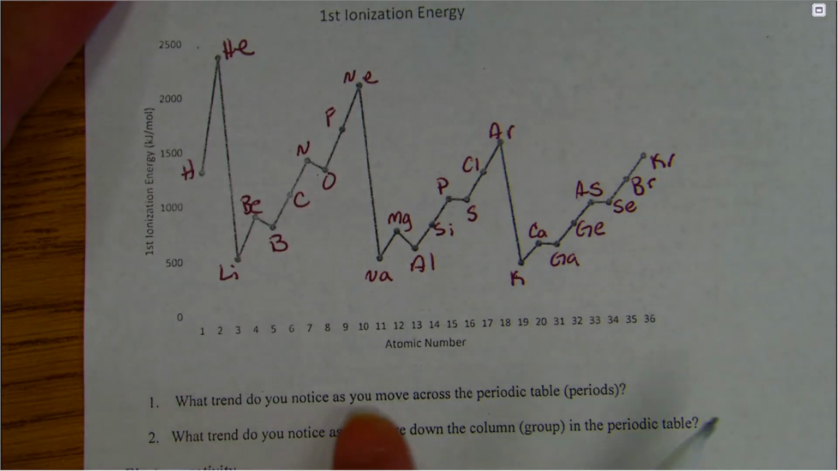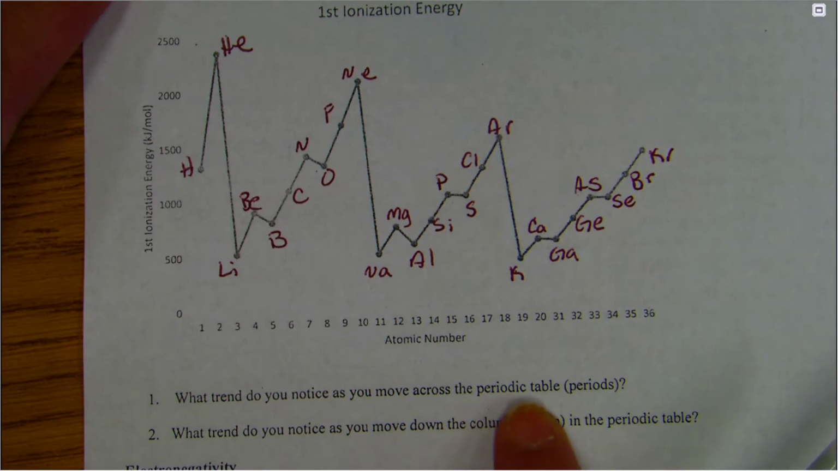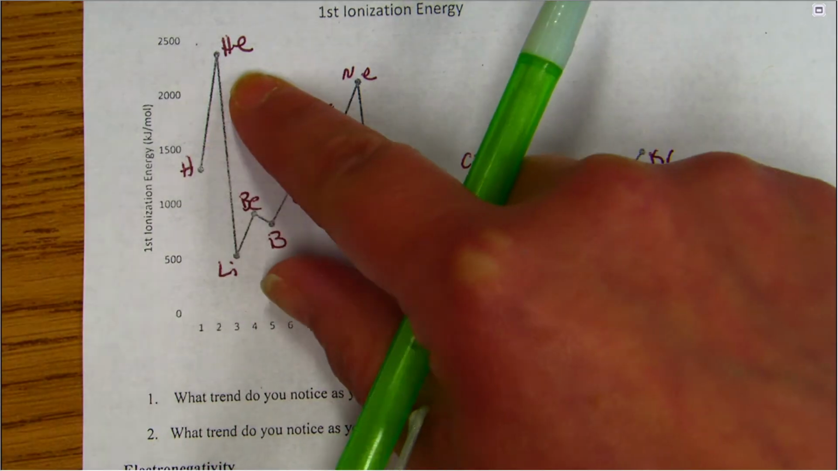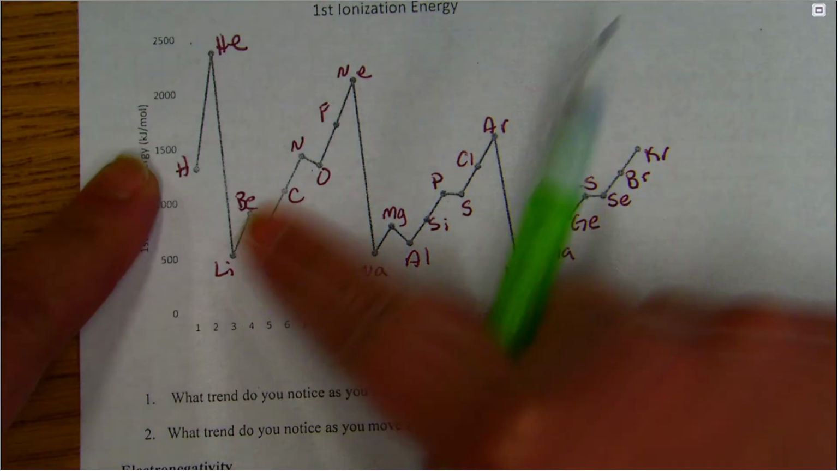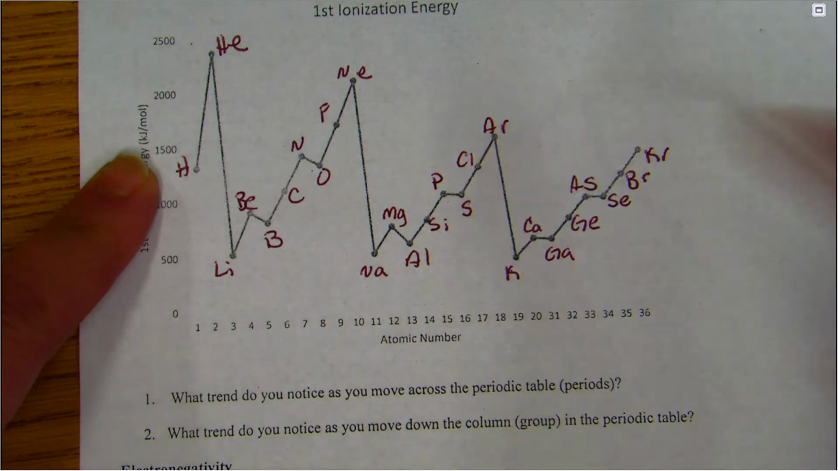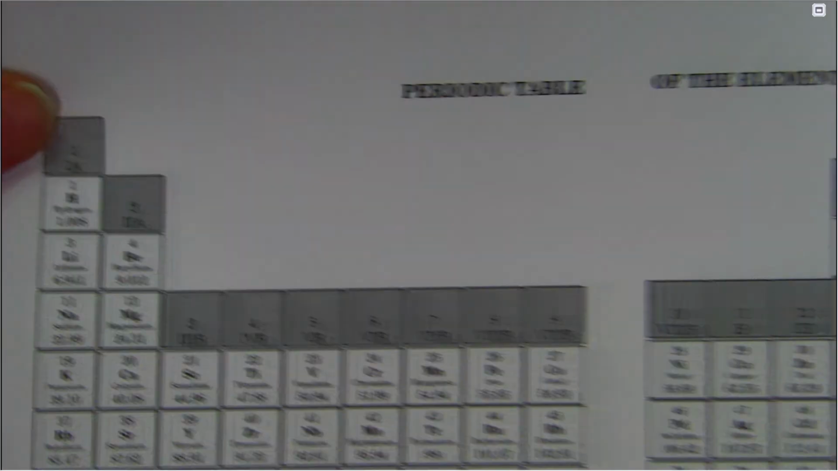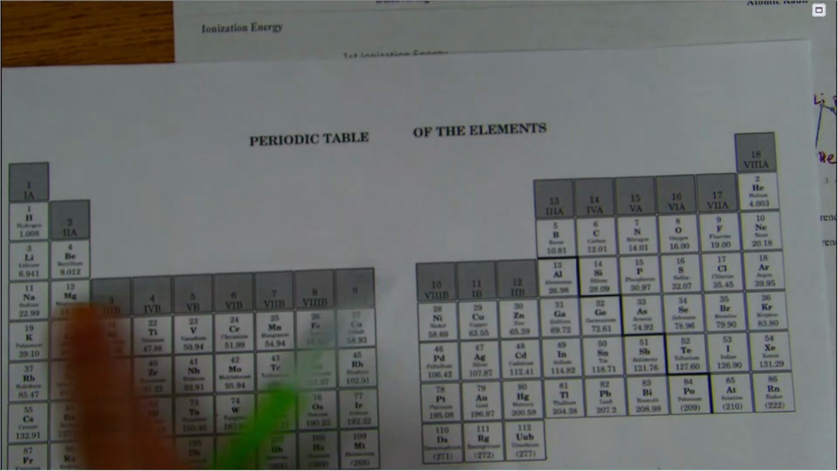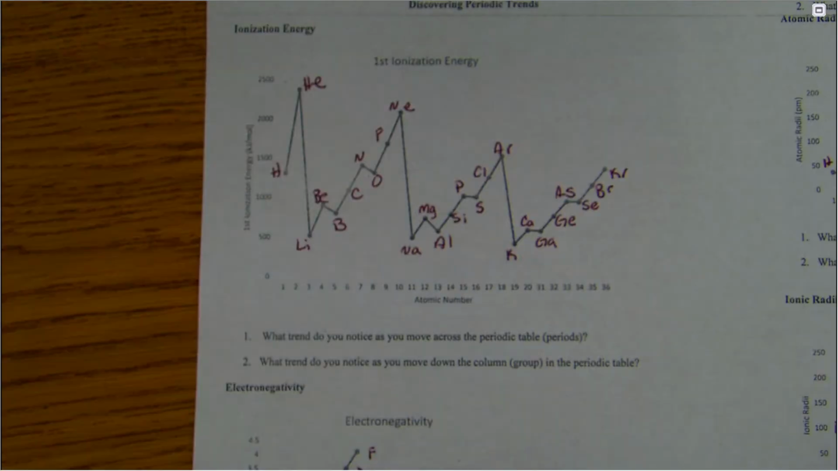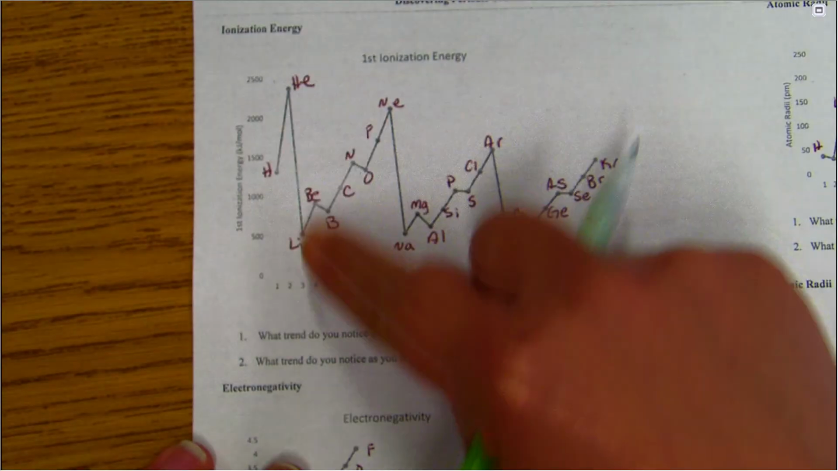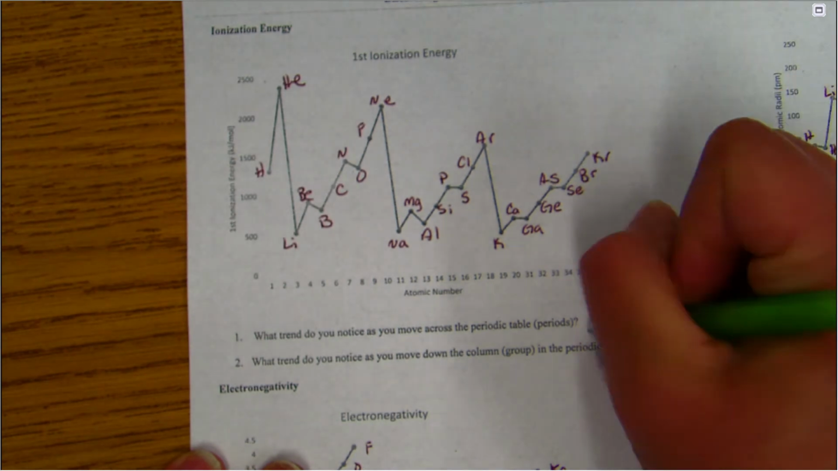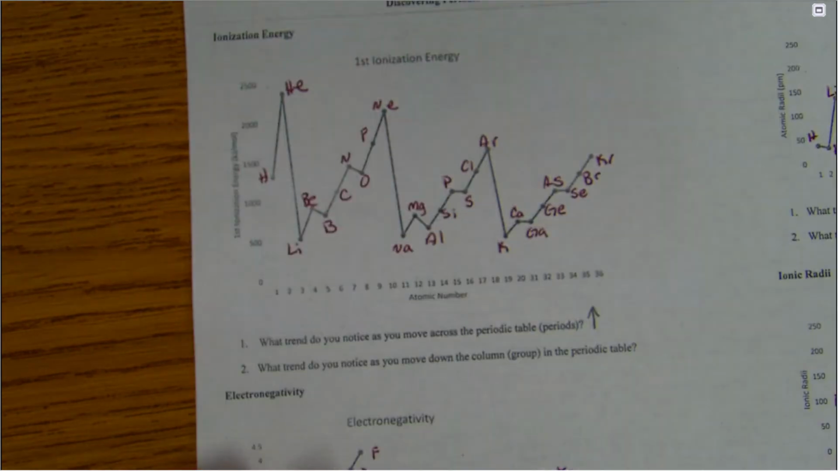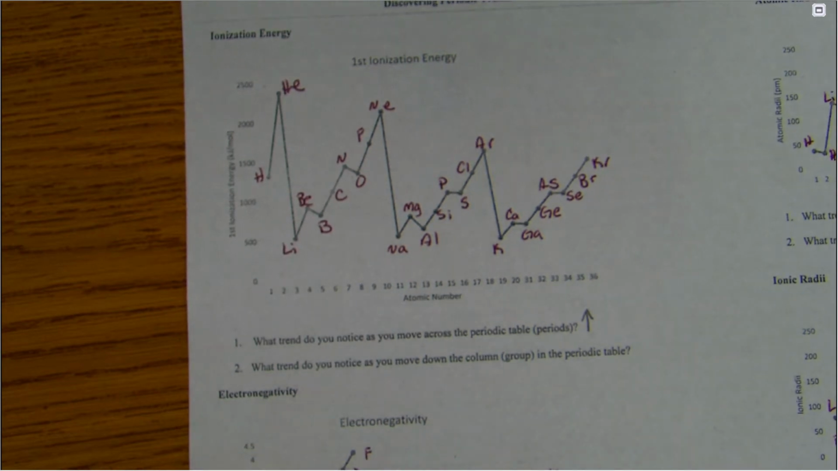The general trend that we notice as we move across the periodic table, from hydrogen to helium, from lithium to neon, from sodium to argon, is that we do see an overall increase in the first ionization energy. And again, this is just the first ionization energy.